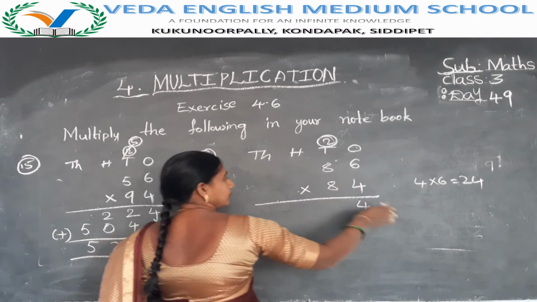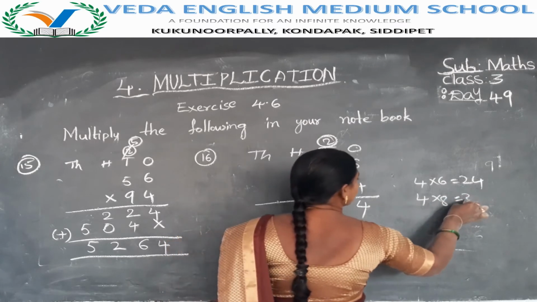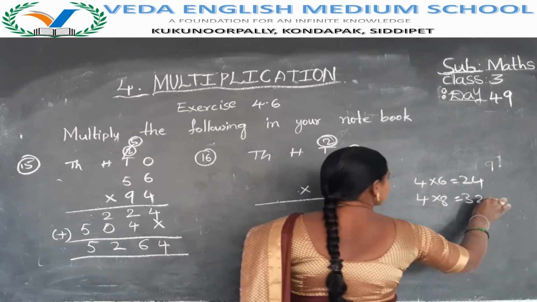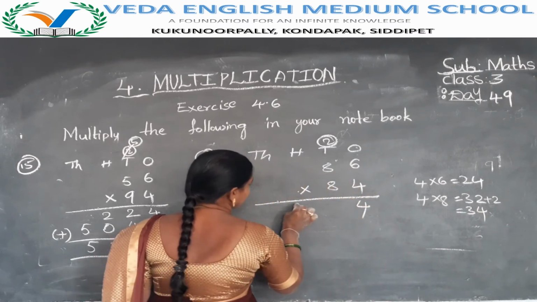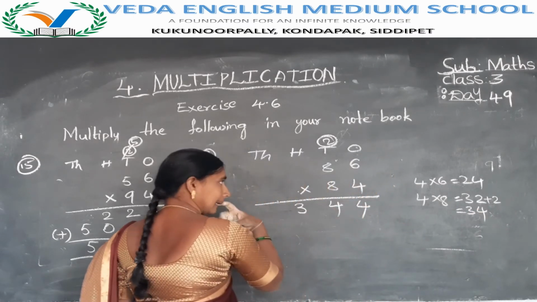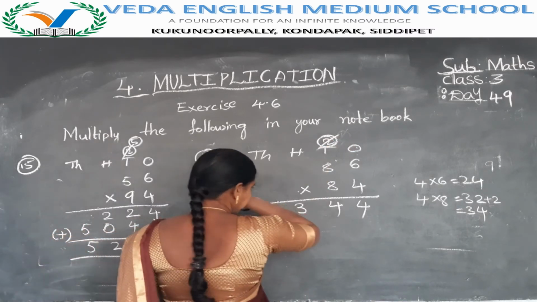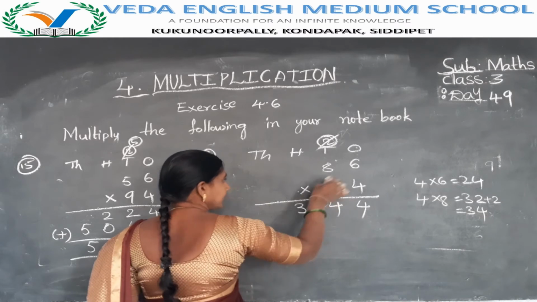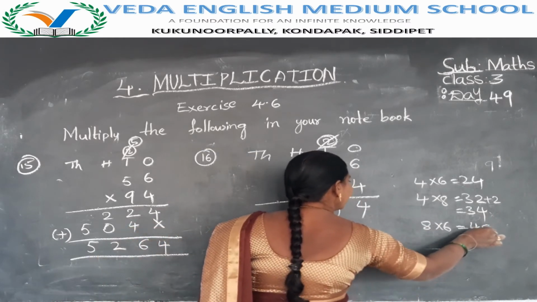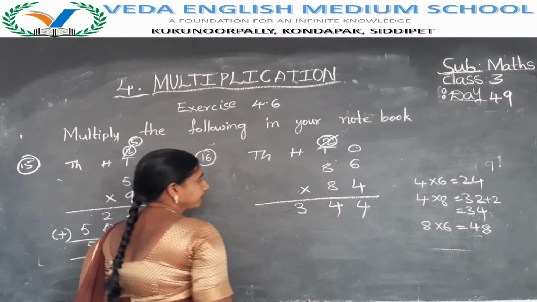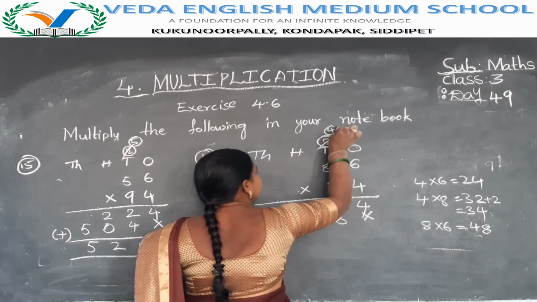After 4 into 8. 4 8s are 32. But they carry plus 2. 32 plus 2 is the 34. So now write here 34. Okay. Next, this one 8 into 6. 8 6 are 48. Okay, so here keep into here 8. This 4 carry to again.